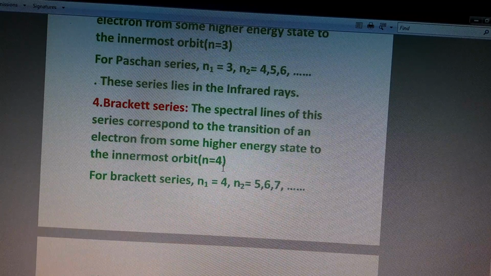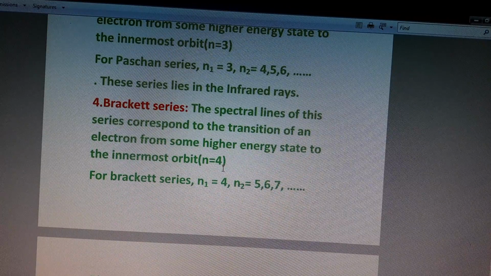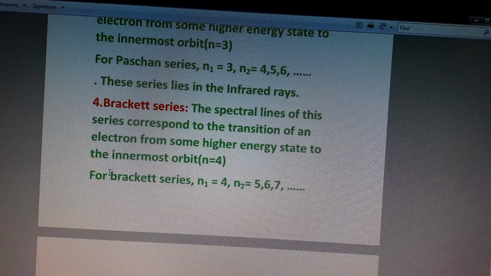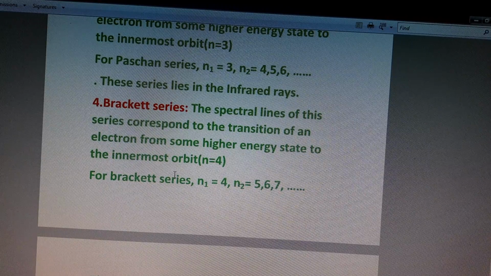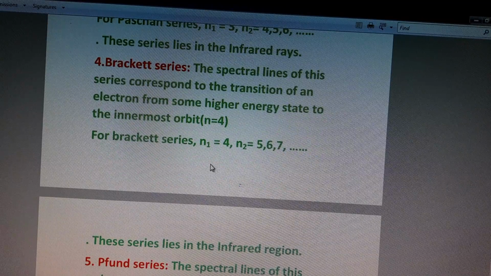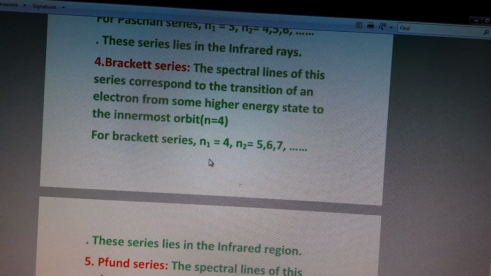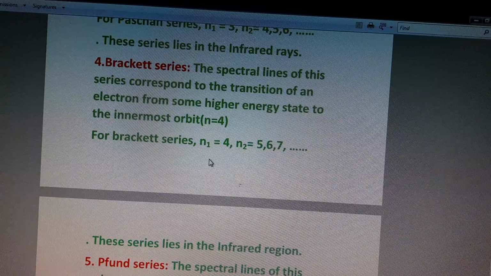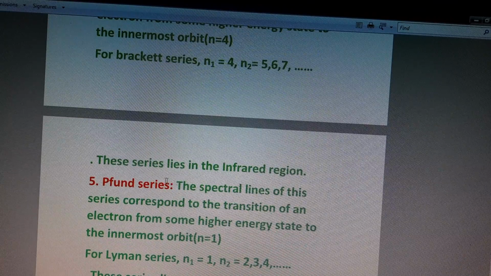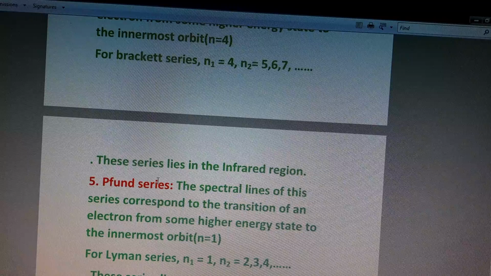Next one, Brackett series. In the same manner, the electron can jump from a higher energy state to the innermost orbit, which is n equal to 4. So the innermost orbit is n1 equal to 4, and n2 is more than 4, meaning 5, 6, 7 up to infinity. So this series lies in the infrared region.